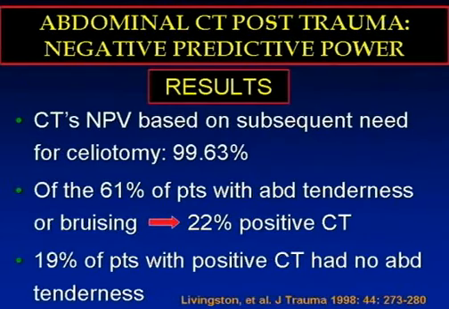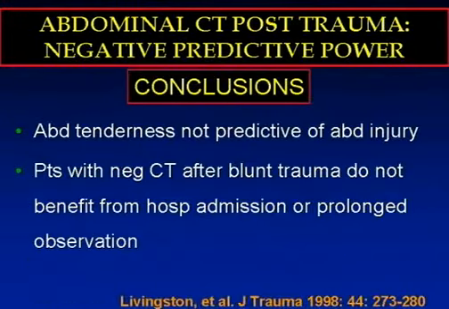And what they found was that CT's negative predictive value based on the subsequent need for laparotomy was 99.6%. Interestingly, they also found that of the 61% of patients who had abdominal tenderness or bruising, only 22% had positive CTs, and conversely, 19% of patients with positive CTs had no abdominal tenderness at all. So the conclusion was that abdominal tenderness was not predictive of abdominal injury, and that patients with a negative CT after blunt trauma don't benefit from hospital admission or prolonged observation.